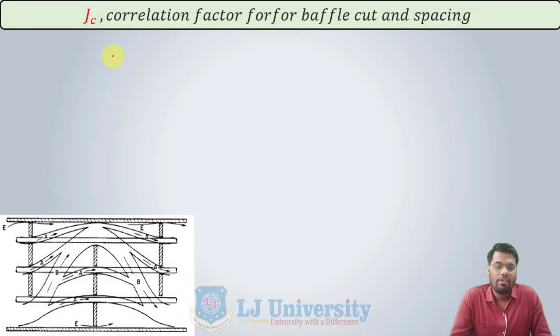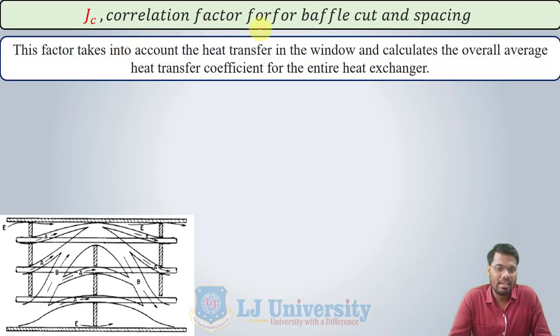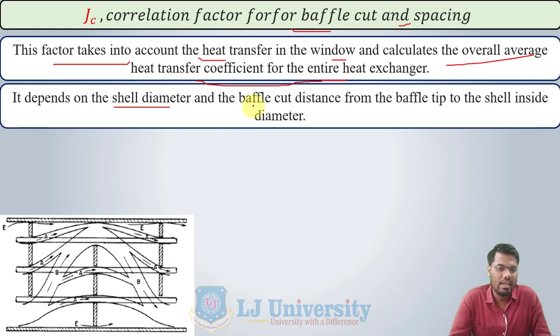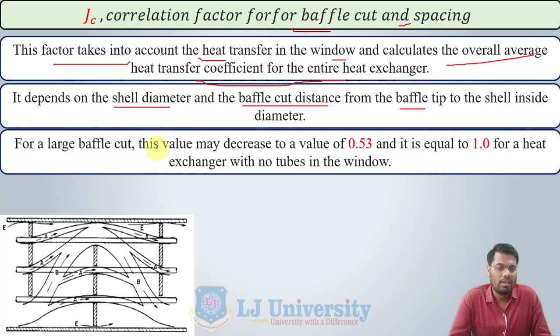Now, what are the different correction factors and what are the values of these correction factors? JC is the correction factor for the baffle cut and the spacing. This factor takes into account the heat transfer in the window and calculates the overall average heat transfer coefficient for the entire heat exchanger. It depends on the shell diameter and the baffle cut distance from the baffle tip, the shell inside diameter. For a large baffle cut, this value may decrease to 0.53, and it is equal to 1 for a heat exchanger with no tubes in the window.